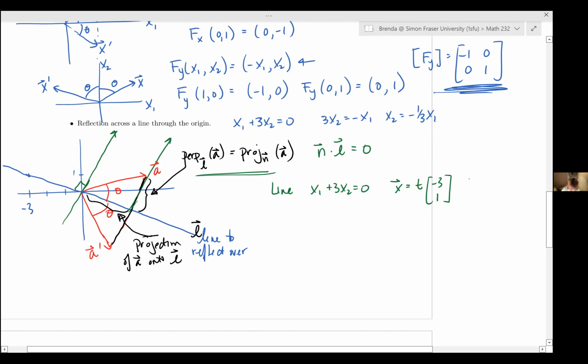Now, once I see the line in this vector format, it's very easy for me to write out the normal of that line. The normal of the line is some other parameter times (1, 3). Let's just be clear here: T and S are scalars. So now I have the normal of the line, and this is the line we're reflecting over. And this is the normal, the perpendicular line to the line we're reflecting over, normal to L.